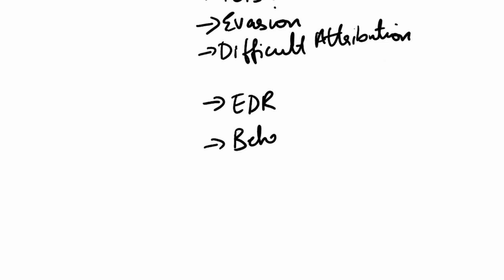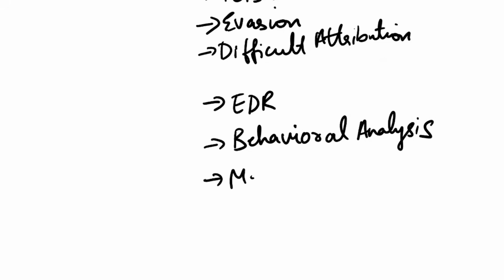Next is behavioral analysis. Implement behavioral analysis techniques to monitor for abnormal system behavior, such as unexpected process injections, registry modifications, or unusual API calls. Next is memory analysis. Use memory forensics tools to analyze the content of system memory for signs of malicious activity, such as suspicious process memory regions.